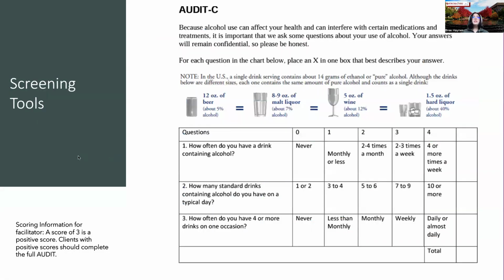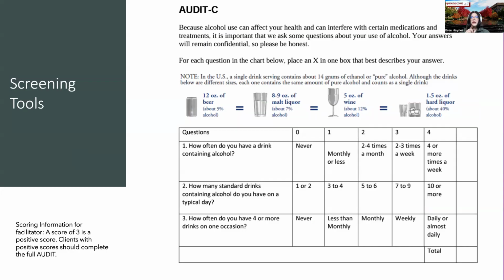Okay, so this is the AUDIT-C I was talking about. This is not the full one. The full one has more questions on it. This is a shortened version. But basically, they answer these questions, and then based on their score, you'd be able to put them in those categories we just talked about. So the questions are things like how often you have a drink containing alcohol, how many standard drinks containing alcohol you have on a typical day.